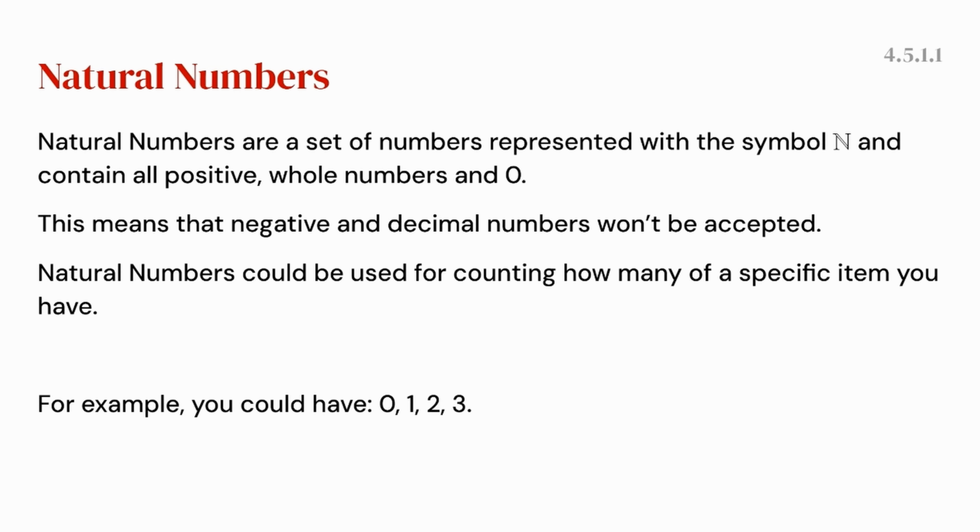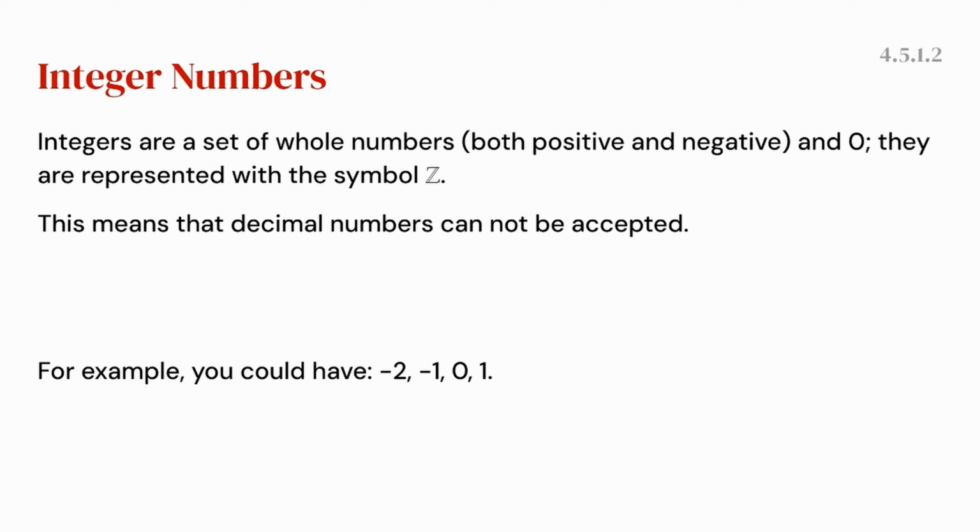Natural numbers are represented with this symbol N and can contain positive whole numbers and 0. So negative and decimal numbers won't be accepted. It's used for counting how many of a specific item you have. Integer numbers include both positive and negative whole numbers, so still no decimal numbers, and they do include 0. They're represented with the symbol Z and can have from -2 to 1, and obviously beyond that.